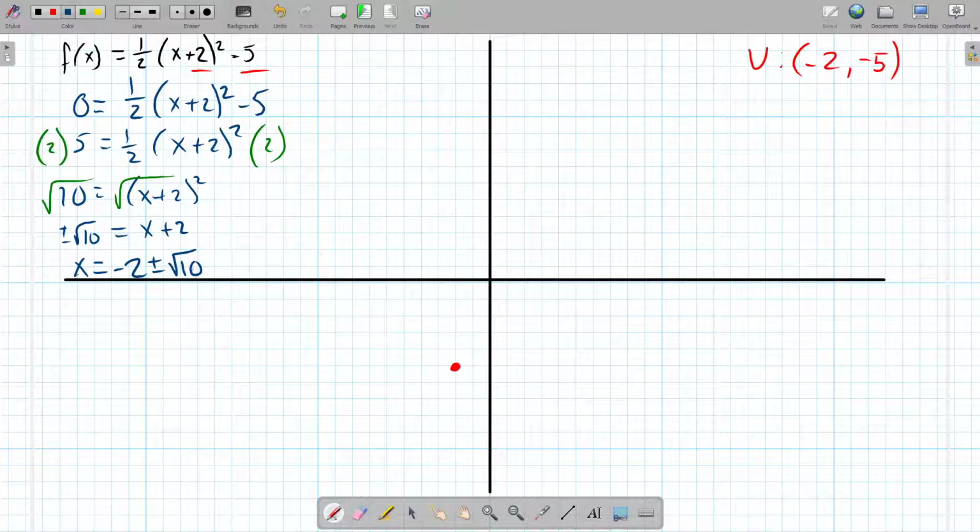Alright, so the square root of 10 specifically is between 3 and 4. How do I know that? Well, 3 squared is 9, 4 squared is 16, 10 is between 9 and 16, so the square root of 10 must be between 3 and 4. So if I take negative 2 and I add something between 3 and 4, I'm going to get something between 1 and 2. And if I take negative 2 and I subtract something that's between 3 and 4, I'm going to get something between negative 5 and negative 6.